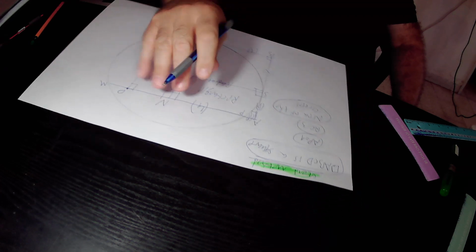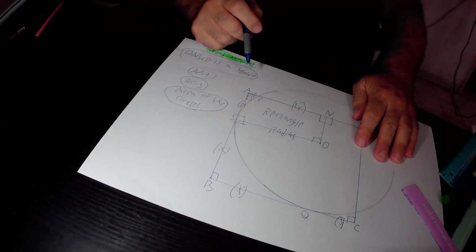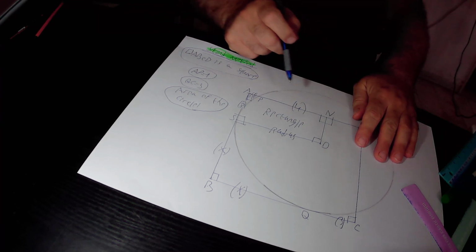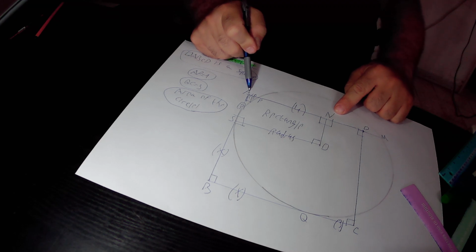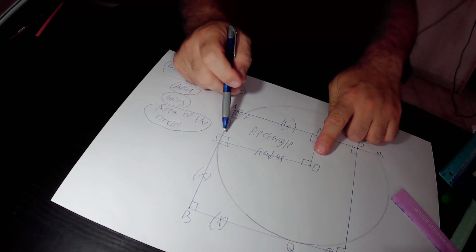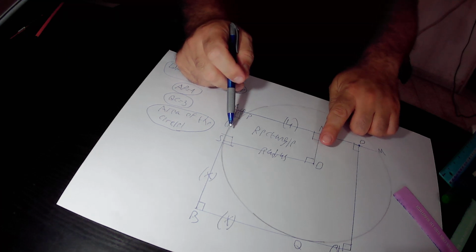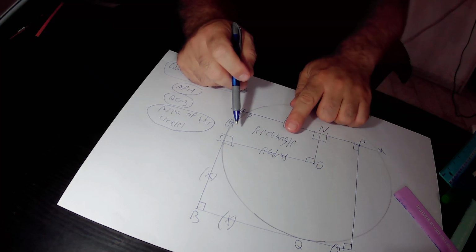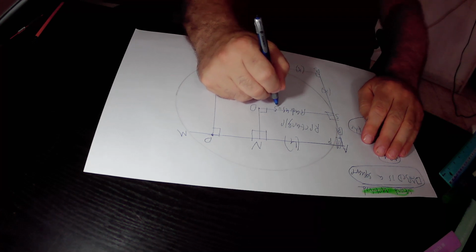But we also know that the opposite sides of a rectangle are equal to each other. So in rectangle ANOS, side AN must be equal to the opposite side OS. But AN in total equals 1 plus 4, that is 5. Therefore, OS must also be equal to 5 units in its length. But OS is the radius of the circle. That is to say, the radius of the circle equals 5 units in its length.